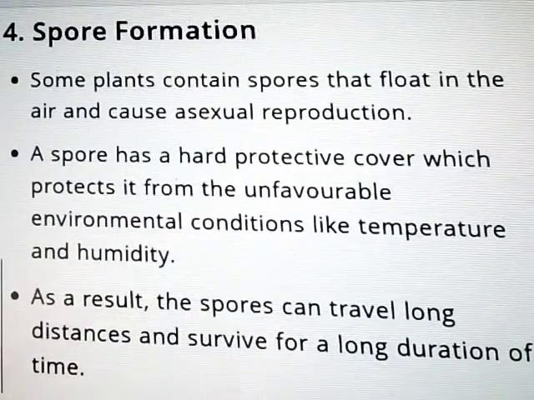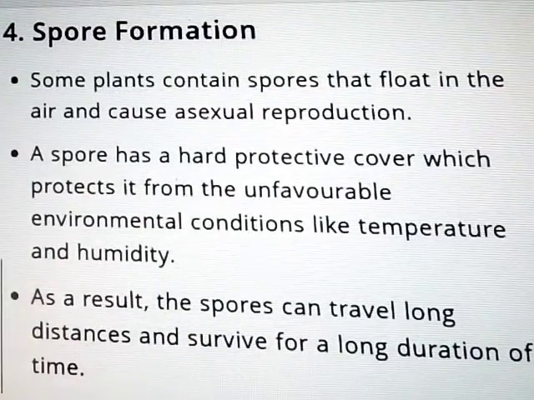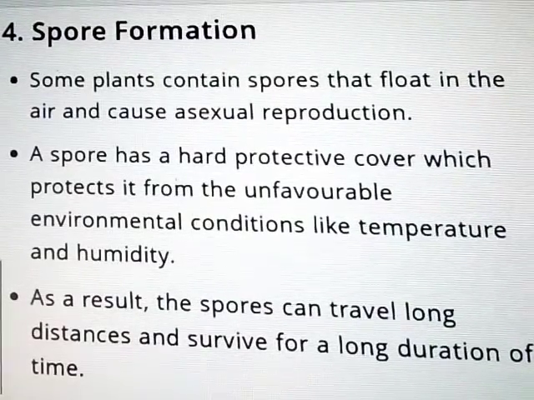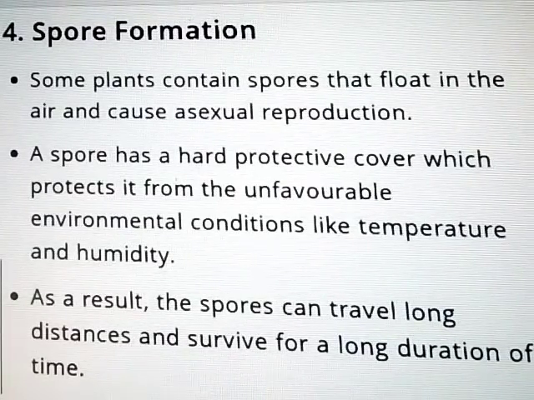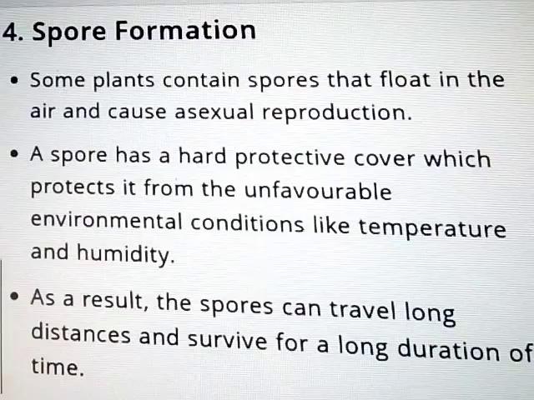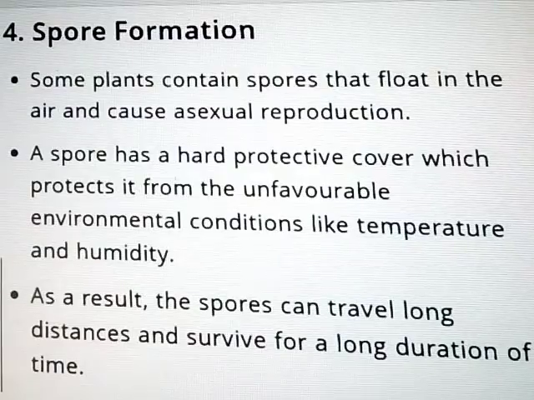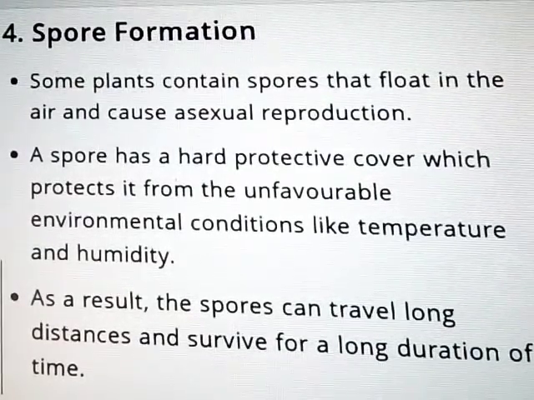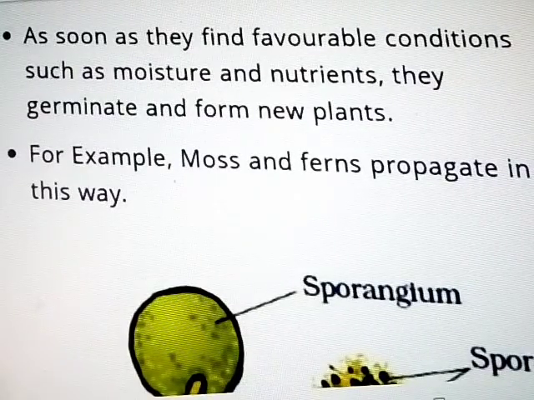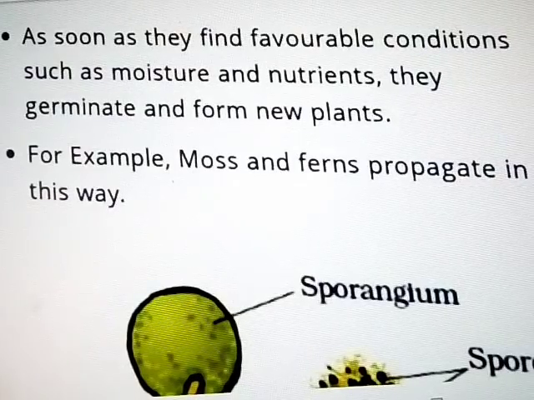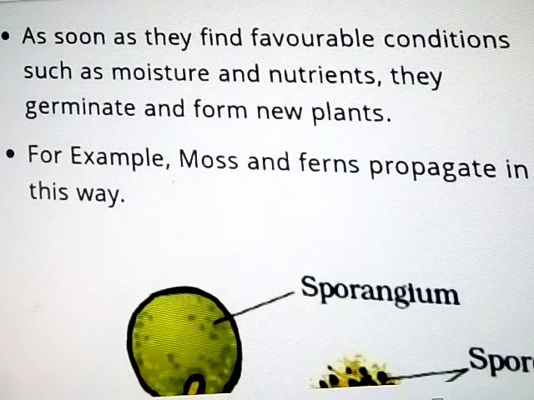Spore formation. Some plants contain spores that float in the air and cause asexual reproduction. A spore has a hard protective cover which protects it from unfavorable environmental conditions like temperature and humidity. As a result, the spores can travel long distances and survive for a long duration of time. As soon as they find favorable conditions such as moisture and nutrients, they germinate and form new plants. For example, moss and ferns propagate in this way.